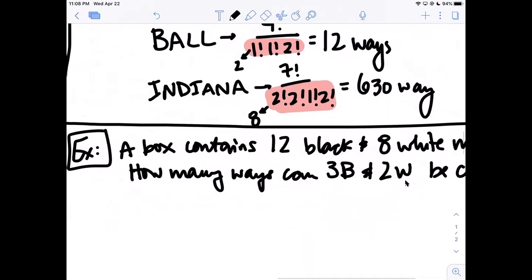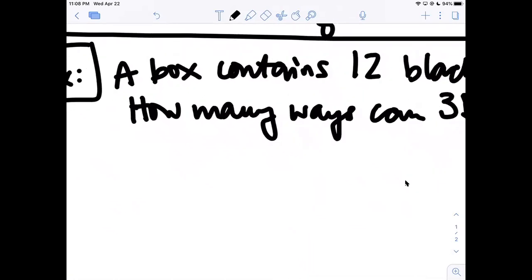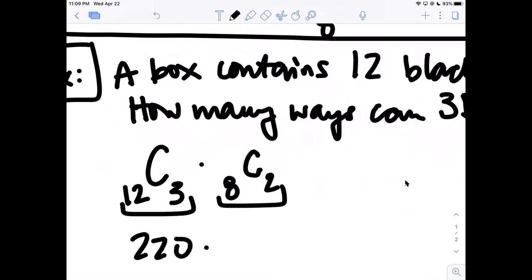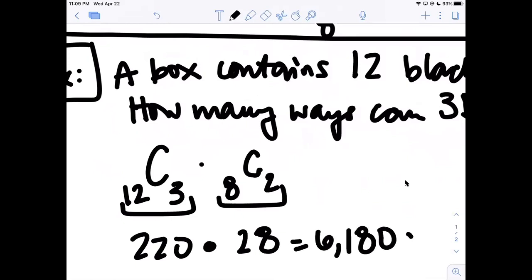Okay, this is a combination of my combination type, my choosing, and my multiplication property that we've been doing kind of all day. We'll do our n choose r, nCr: how many black marbles are there? Well, there's 12 and we're choosing 3. And then same thing for the white. Well, there's 8 and we're choosing 2. Again, literally put those 2 in the calculator. If you put them in separately, you'll get 220 and you'll get 28. And again, we're multiplying because that's what we've been doing this whole time. And we get 6,180 ways.